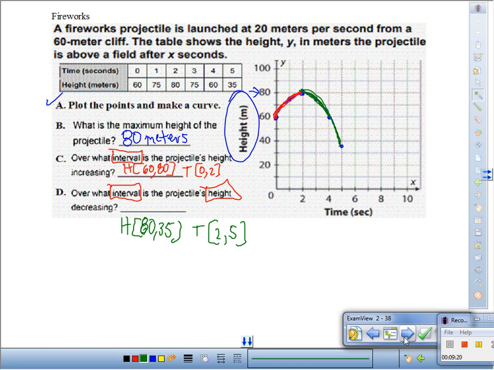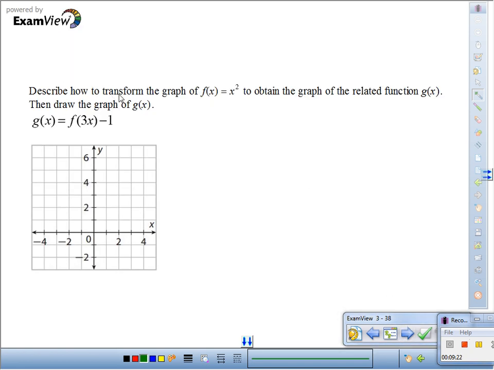Let's go to number 3. It says, describe how to transform. Notice here, look up, guys. It says describe, but we're going to address that at the end. I want us to start with the graphing portion. So in blue, if you have your blue, I want you to graph f of x equals x squared. You don't need a table by now. By now you should be able to do that automatically. Tell your neighbor how, please.